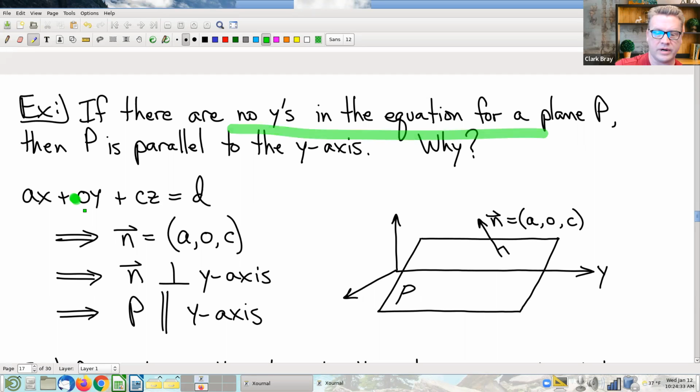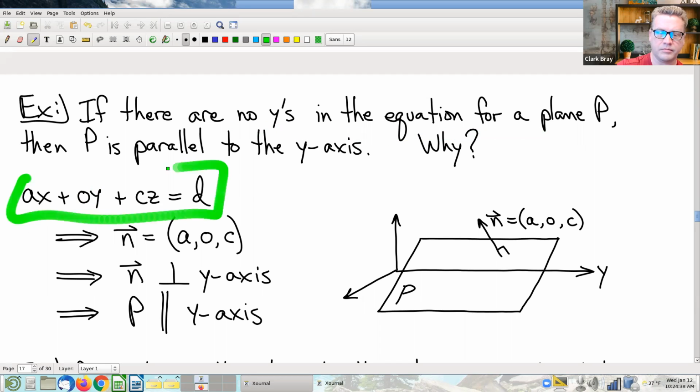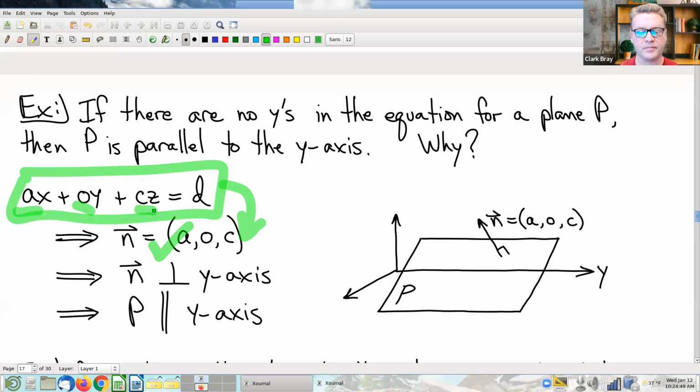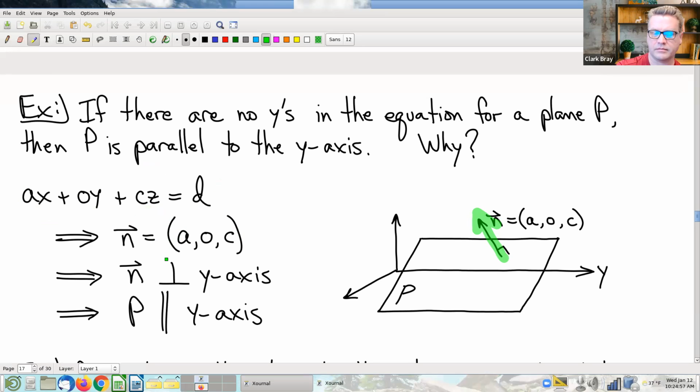No y's in your equation means this. And again, once you know the left-hand side of the equation, you instantly know what your normal vector is, right? I'm just reading off those coefficients, A, 0, and then C. So I know my normal vector. And knowing that normal vector has a 0 there instantly tells you that it is perpendicular to the y-axis.